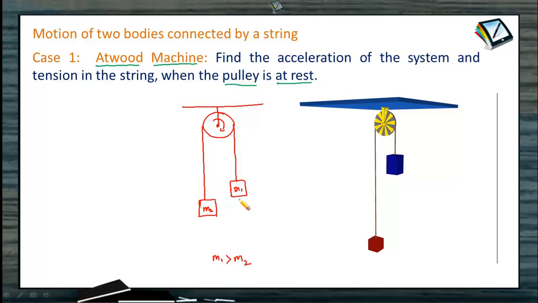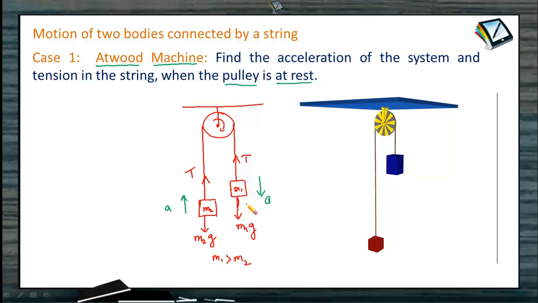Let us analyze the forces on m1. We make a free body diagram for m1. Due to gravity, one force here is m1g, and upward is tension T. Since the string is the same throughout, tension will be the same. The string is inextensible and massless. Due to gravity, this will be pulled down by m2g. The acceleration of mass m1 is downward as a. Similarly, the acceleration of this mass m2 is also a, but it is in the upward direction.